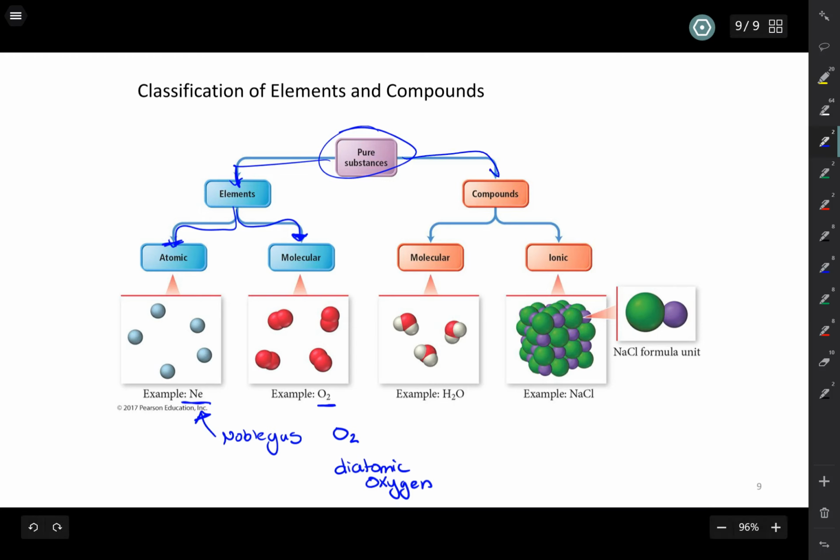Going to the other side, if we don't have elements, we have compounds. We can have ionic compounds, they're ionic bonds. So sodium chloride is the example that we saw before. This is complete transfer of electrons. Or we could have molecular compounds, where we have covalent attachments between atoms.